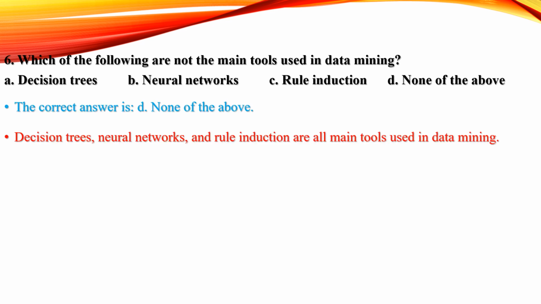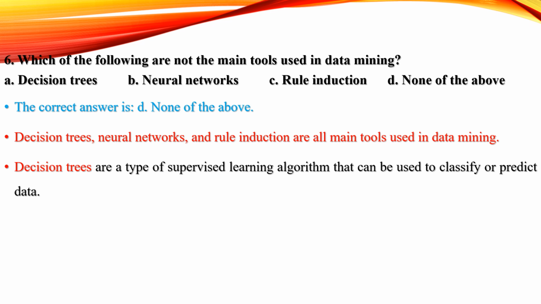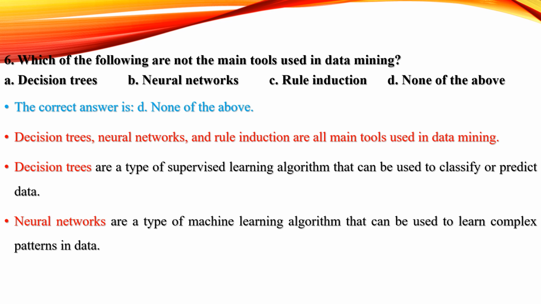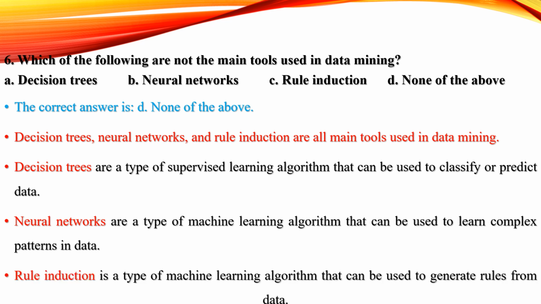Here the correct answer is none of the above, because as you know, decision trees, neural network, and rule induction are all the main tools used in data mining. Decision trees are a type of supervised learning algorithm that can be used to classify or predict data. And the neural network is a type of machine learning algorithm that can be used to learn complex patterns of data. And the rule induction is a type of machine learning algorithm that can be used to generate rules from data. Therefore, all are the tools for data mining. So none of the above is the correct answer.